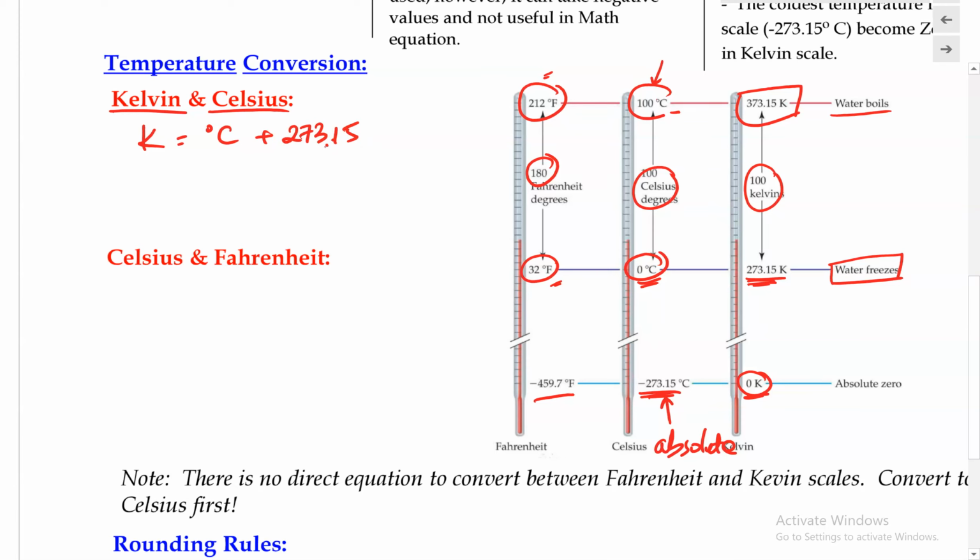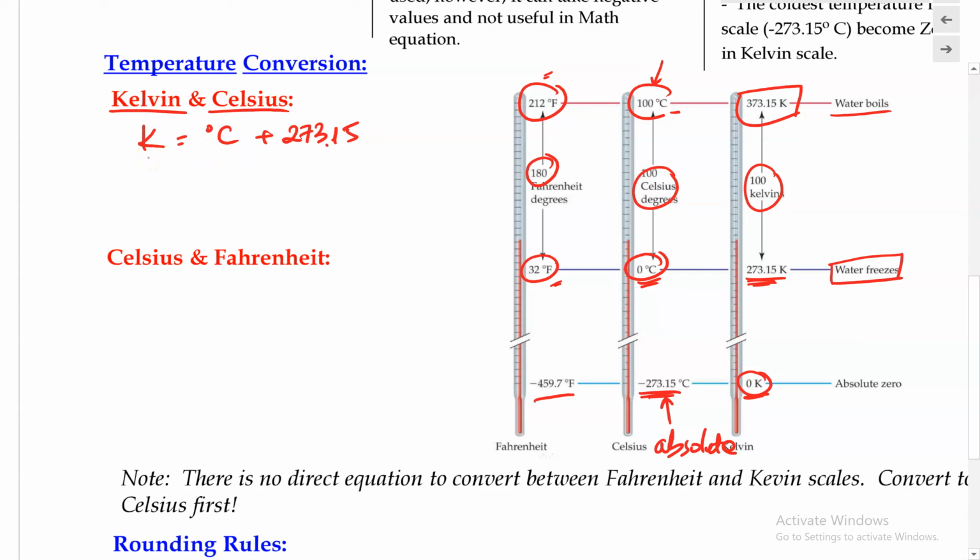And the reason why is because 0 Celsius is equal to 273.15 Kelvin, and they have the same range. So we simply take the temperature in Celsius and add 273.15 to it. And that would then give us the temperature in the Kelvin scale. And now, in this case, this equation is solved for Kelvin.